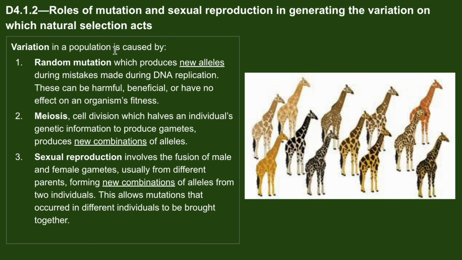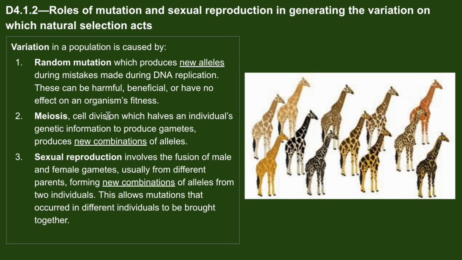They're haploid. Now, while random mutation is where all variation begins, it produces all of those new alleles during mistakes made during DNA replication of sex cells, so in the production of those gametes. These random mutations can be harmful, they can be beneficial, or they can have no effect. Once that variation exists by random mutation, there's 2 other ways that those genes can then get sort of mixed up and recombined. The first one is meiosis.